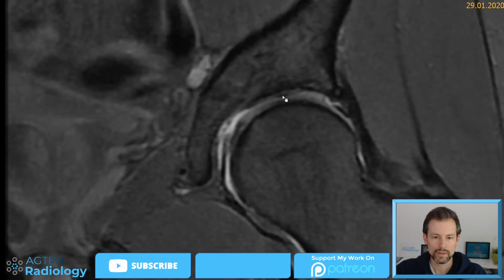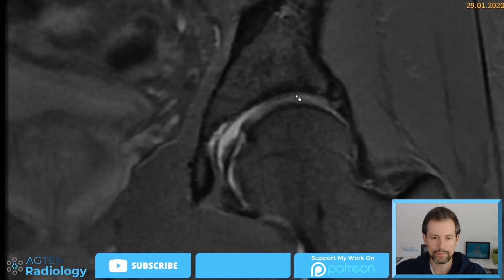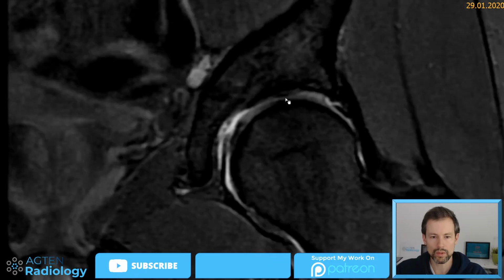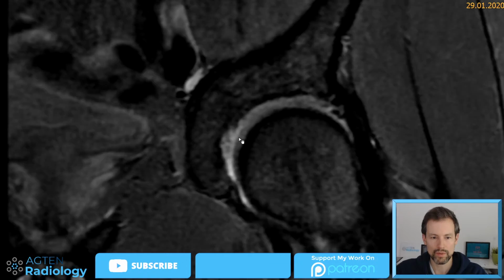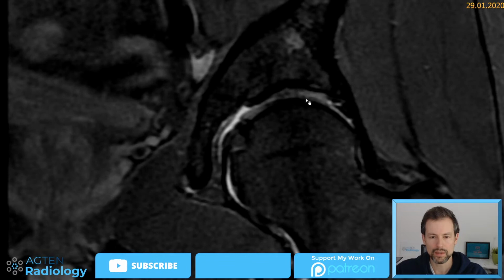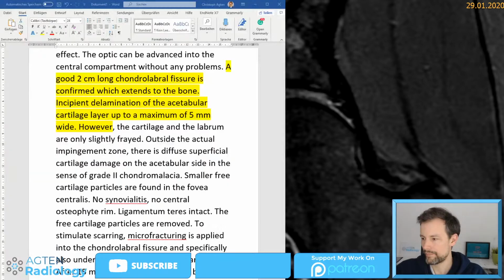We've got some signal changes here. The signal is slightly brighter here than there, so it's probably just overall not very good quality cartilage anymore on the acetabular side, more so than on the femoral side, which is not too shabby, I guess. But it's not like there is fluid going in or there are large chunks of cartilage missing. Very interesting. Okay.